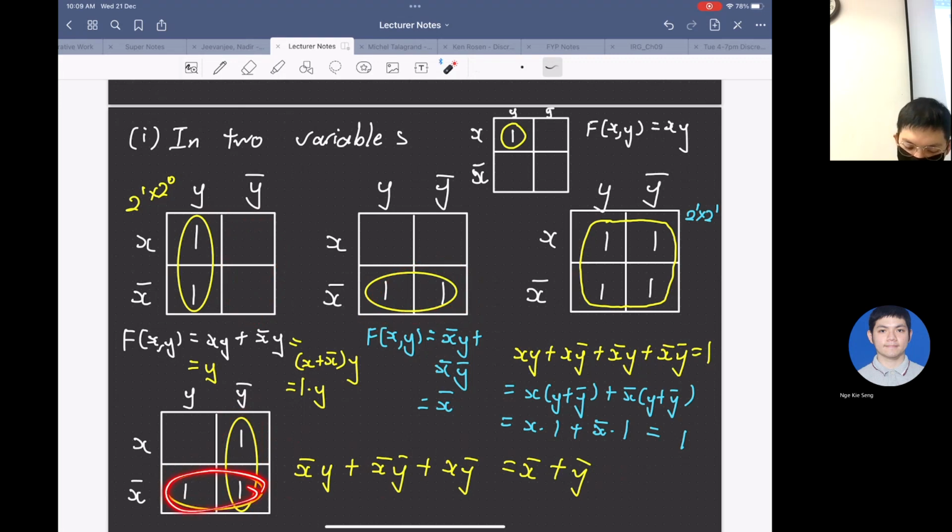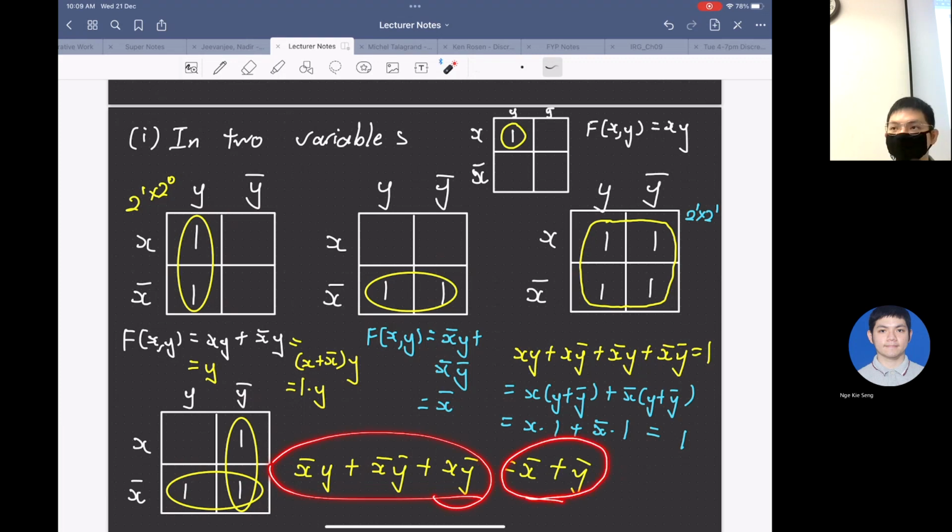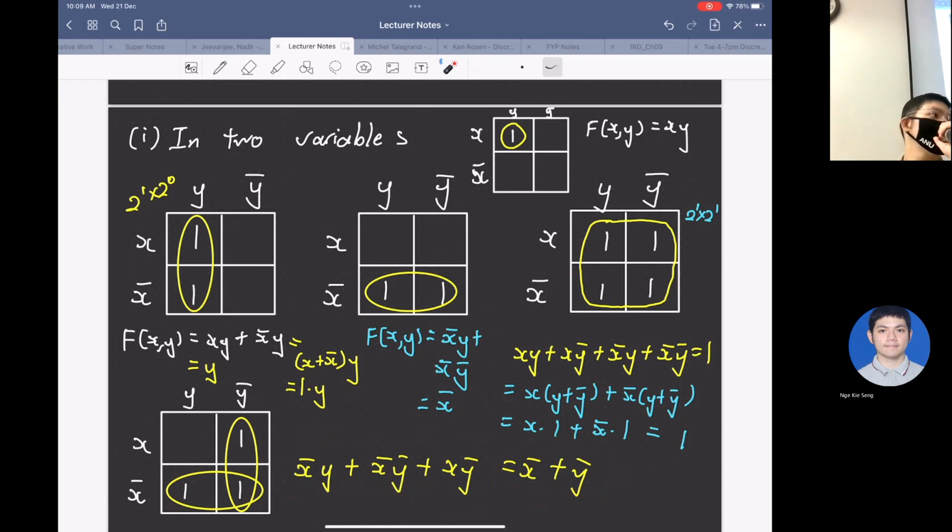This function here can be minimized to x bar plus y bar. Any question? Maybe someone? Any question? No? Okay.